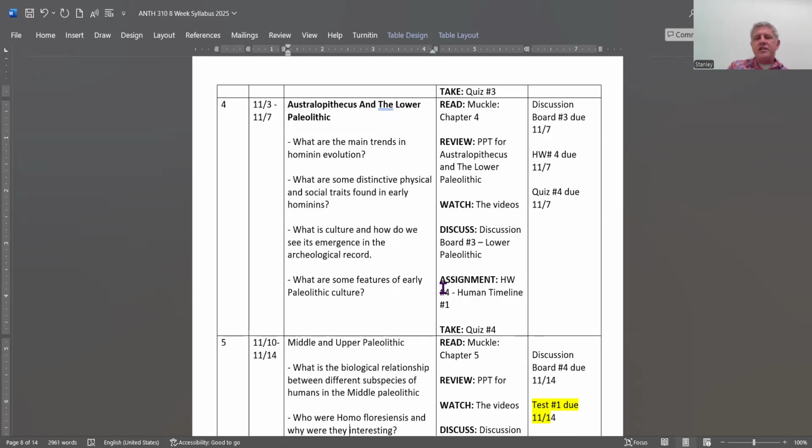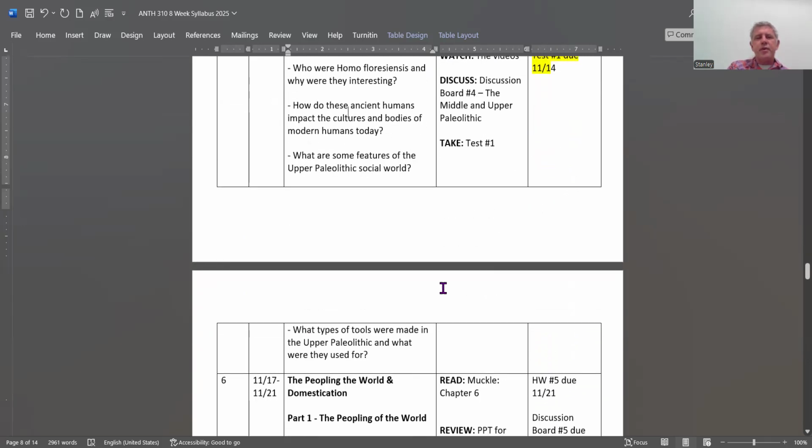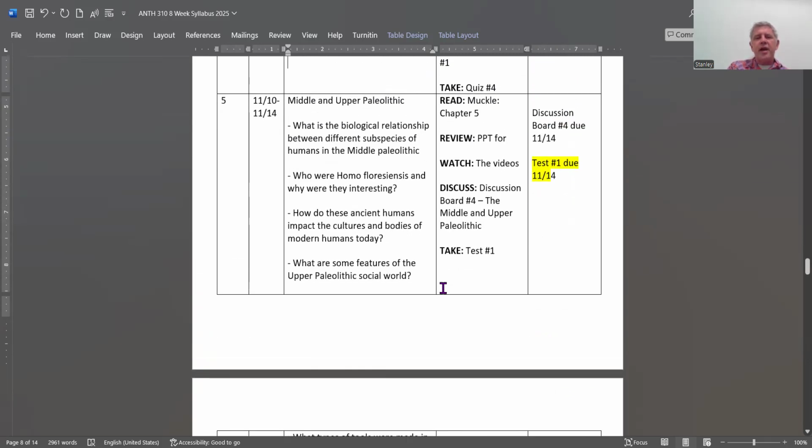For week 4, you're going to have discussion board number 3, homework number 4, and quiz number 4, all due the 7th of November. Next up, we have week number 5, the middle and upper Paleolithic.